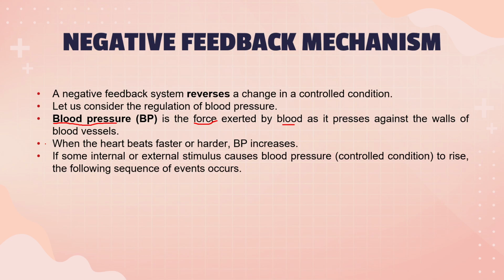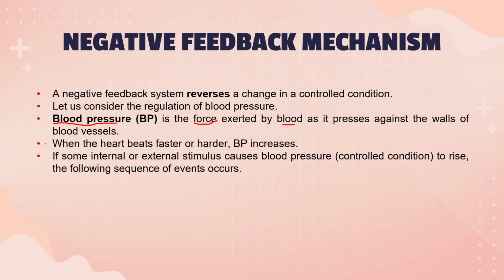Let us see this diagram one by one for a better understanding of the negative feedback mechanism. We have seen that in the feedback system there are three main components: receptor, control center, and effector. Negative feedback and positive feedback are types of feedback systems, so both of them have all three components, that is receptor, control center, and effector. But according to the examples, the receptor, control center, and effector get changed.